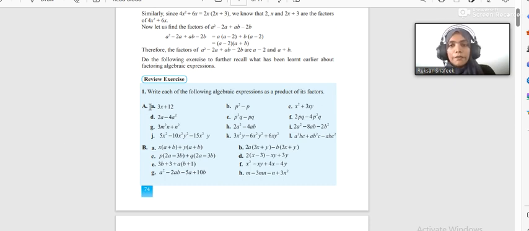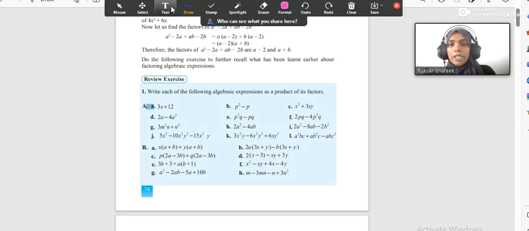So for example, if we look at this a part, 3x plus 12, we need to figure out, is there anything common? So if you look at it, there is no algebraic term, there is no x in both, so we can't take x out, but we know that 3 times something gives us 12. So 3 times what gives us 12 is the question that comes up. So 3 times 4 gives us 12.